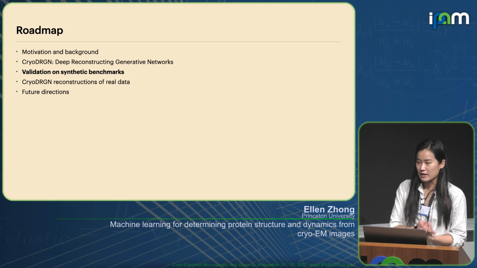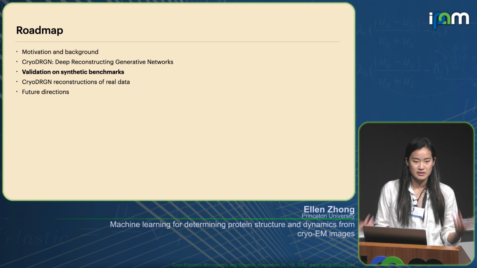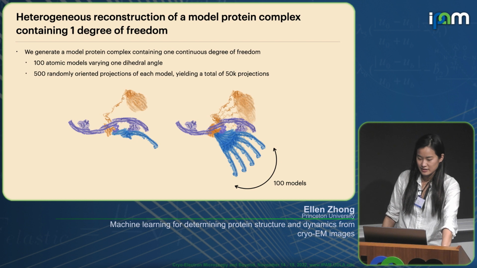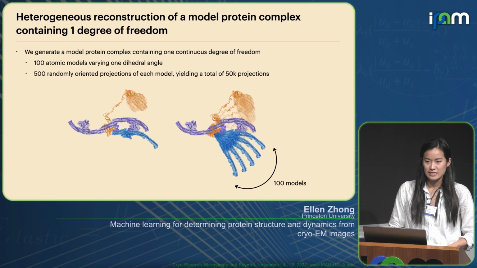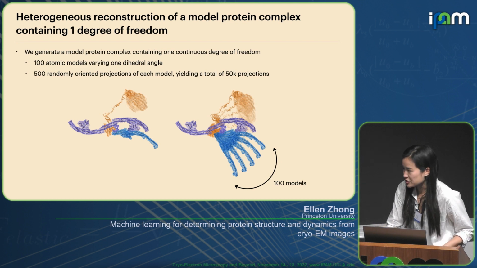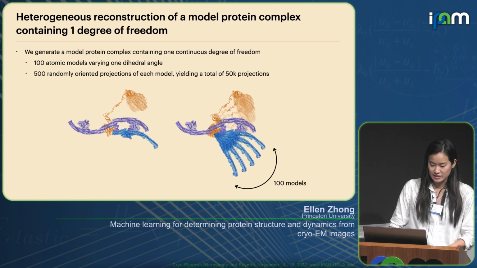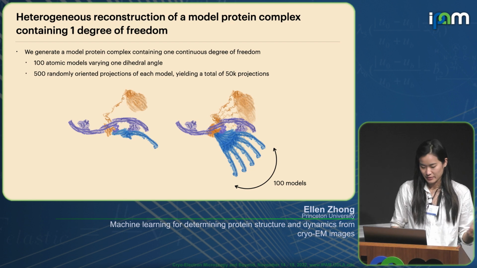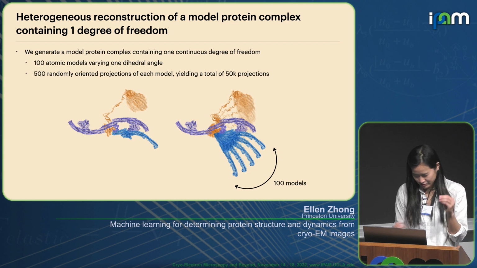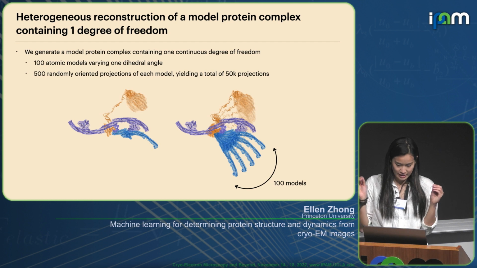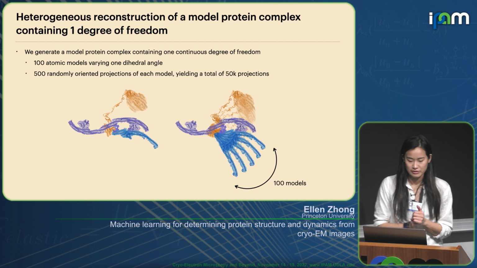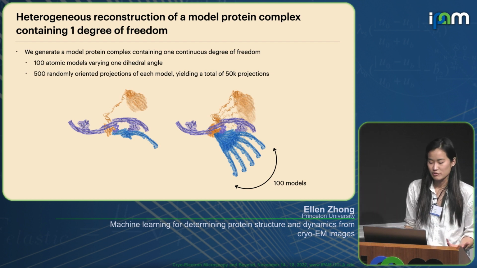Next, I want to talk about how we initially validated this approach on synthetic data. Starting out, I didn't really know what was a good benchmark data set for methods for modeling continuous heterogeneity. So we started with this hypothetical atomic model and then simulated a continuous degree of freedom. I rotated one of the dihedral angles that connected the purple with the orange and blue part of this complex, and then generated 100 atomic models along this degree of freedom and simulated the cryo-EM image formation process.